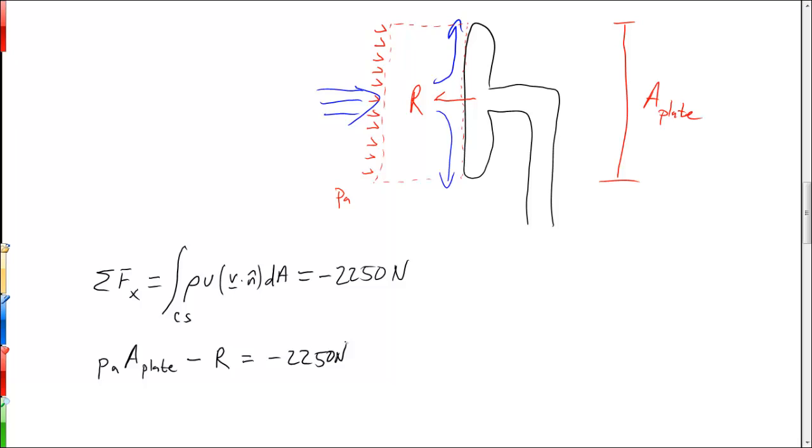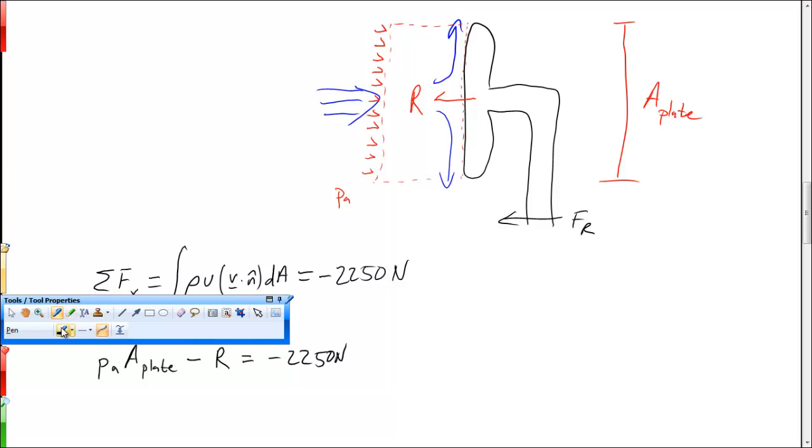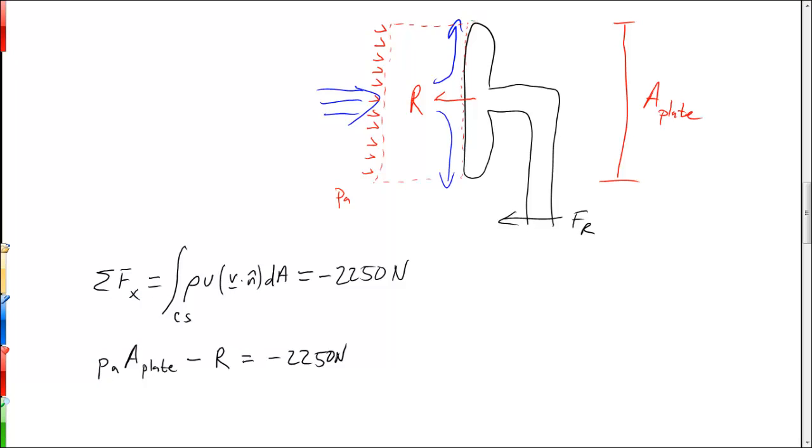But now we have to consider, remember the question asked for the reaction force F_R at the support. So now, in a way, we have to draw another control volume. And we'll do this one in green. And now we consider a control volume that looks like this. Well, this isn't a fluid mechanics problem at all. There's hydrostatics coming up, but this is a statics problem.